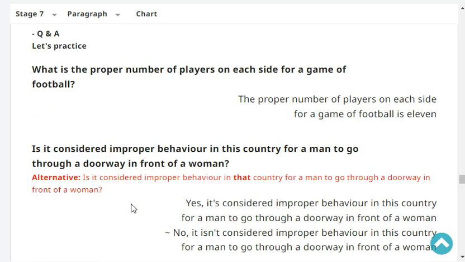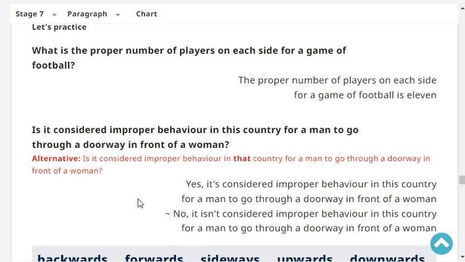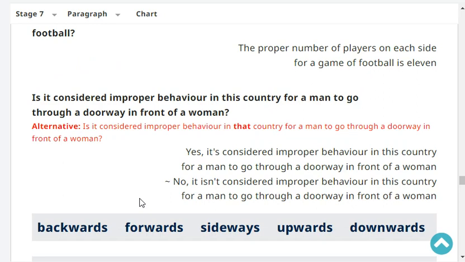Okay, let's practice. What is the proper number of players on each side of a game of football? The proper number of players on each side for a game of football is 11.